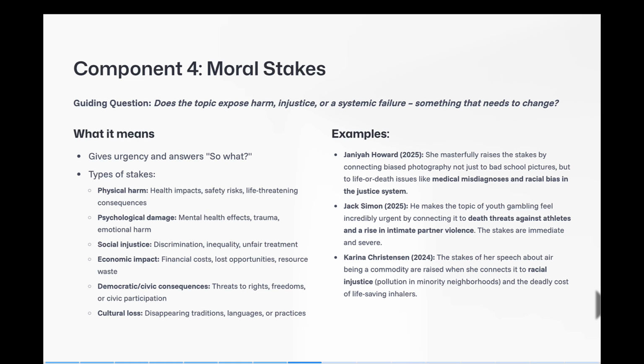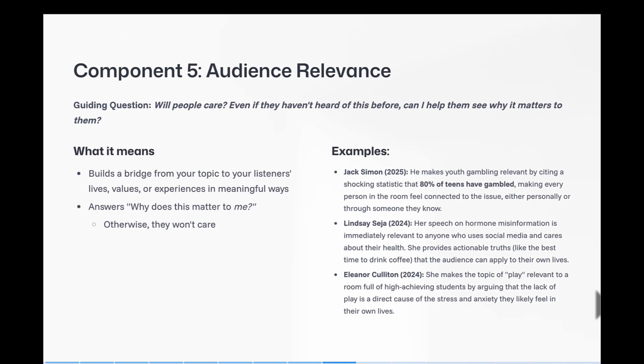Some other examples, Jack Simon, this was a really interesting speech that talked about youth gambling, connected it to death threats against athletes and a rise in intimate partner violence, as well as the pervasive effects on teenagers and young people. So the stakes are really immediate and severe. And then in the speech on colorism in photography, it wasn't just like, hey, bad school pictures, or even just overall stereotyping or a vague sense of prejudice. It was connected to life or death issues like medical misdiagnoses and racial bias in the justice system. So really interesting stuff there. You want to bring it to that level.